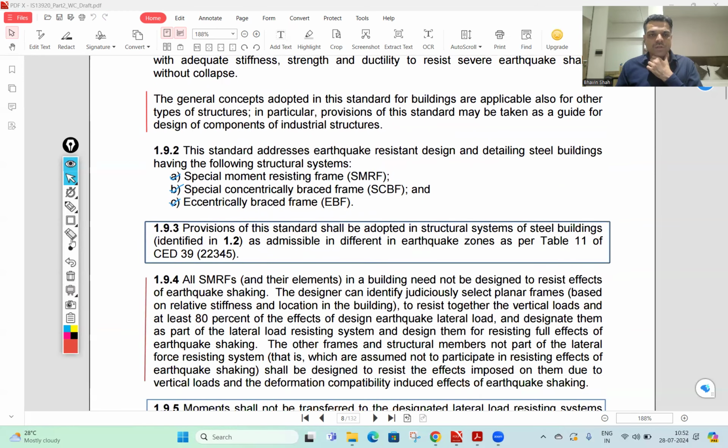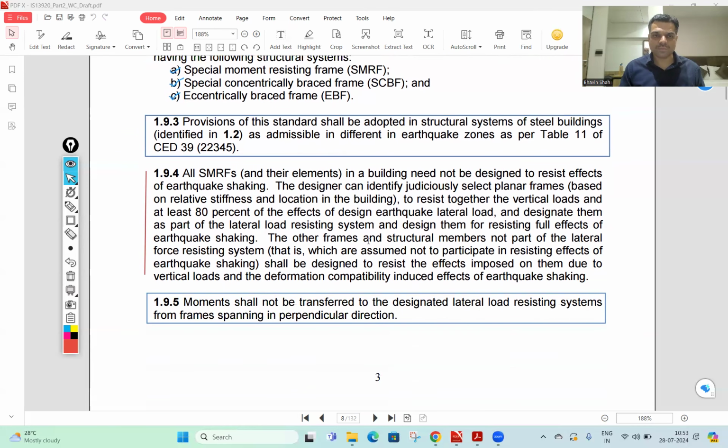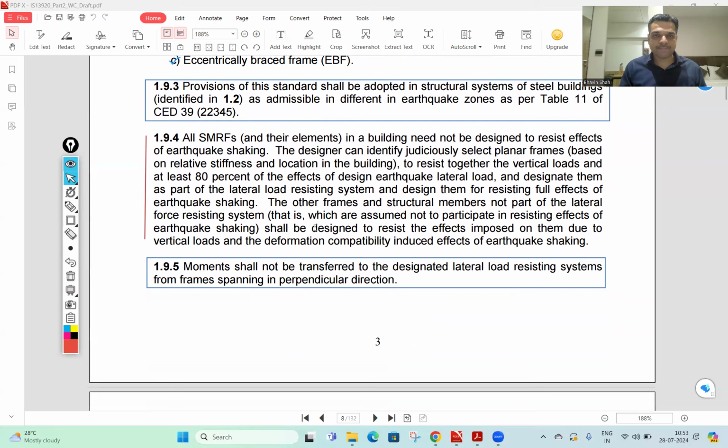Provisions of this standard shall be adopted in structural systems of steel buildings as admissible in different earthquake zones as per Table 11 of CD 39. Of course, there were a few comments which I made with reference to this part, regarding the limitation of certain structural systems in the higher seismic zone, and that we discussed while talking about the IS 1893 draft document. Okay.